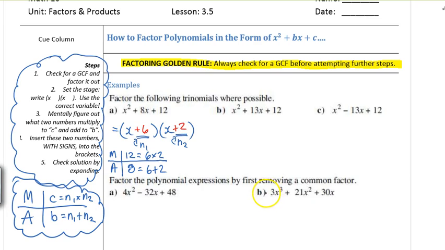It's always a good idea to give that a FOIL and make sure. 6 times 2, there's your 12. X times x is x squared. And then just check the OI. Plus 6, 6x. 2x is 8x. We are good to go. Let's box that up.